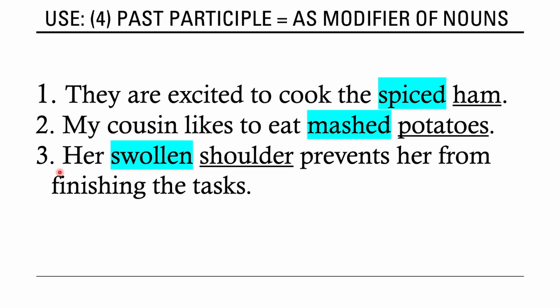And then we have, her swollen shoulder prevents her from finishing the tasks. So shoulder here is modified by the irregular verb form swollen: swell, swollen. Here, ham, potatoes, shoulder are nouns modified by the past participle of verbs functioning as adjectives. So they modify nouns.